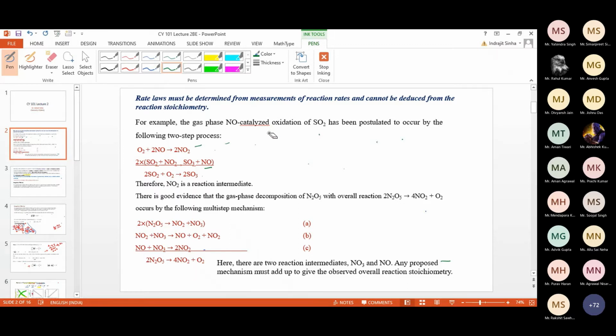Pen is not working. 1 minute. Give me a minute. Let's sort this out. Right click. It is saying pen mode. Okay, I think now I've got the pen mode. Yes. Okay. So what was I saying?